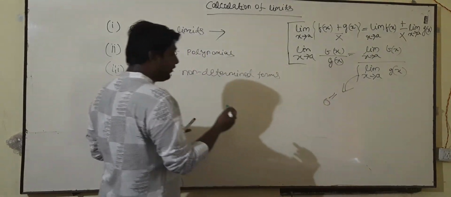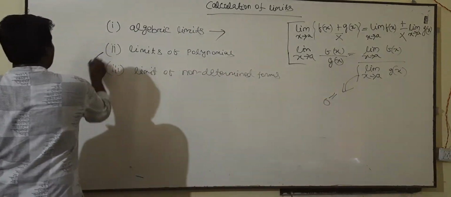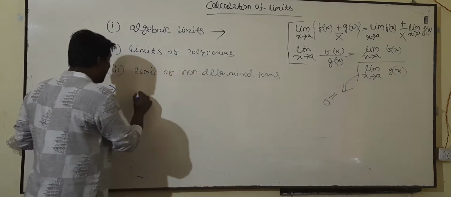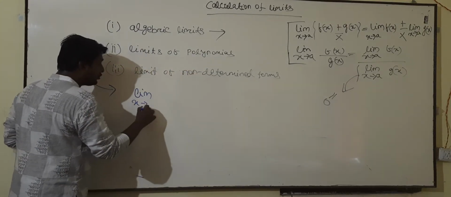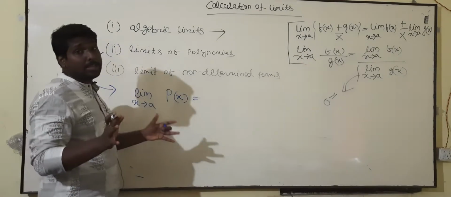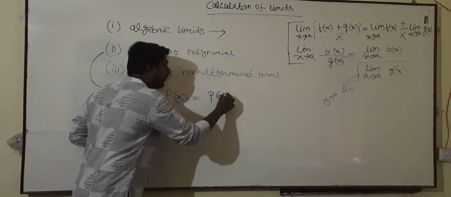Then we will be dealing with the limits of polynomials. The limit of polynomials is very easy. It says that if limit x extends to a of p of x is there, where p of x is a simple polynomial, then the value will simply be p of a.